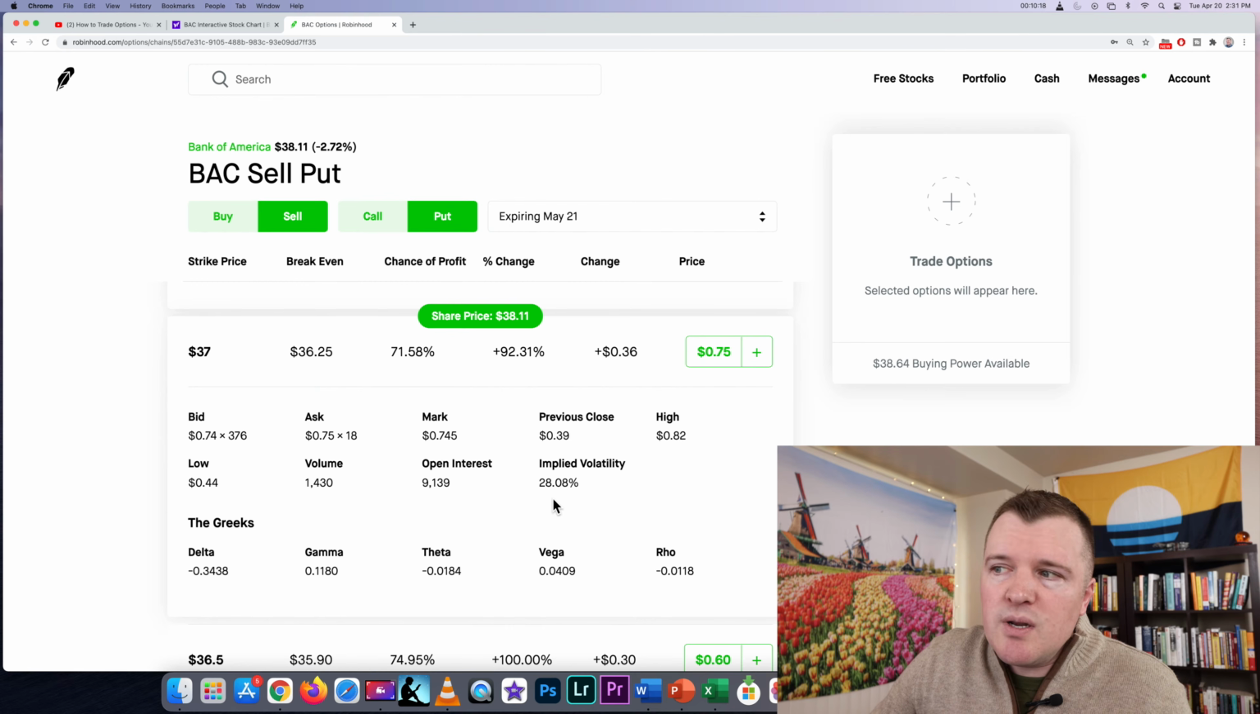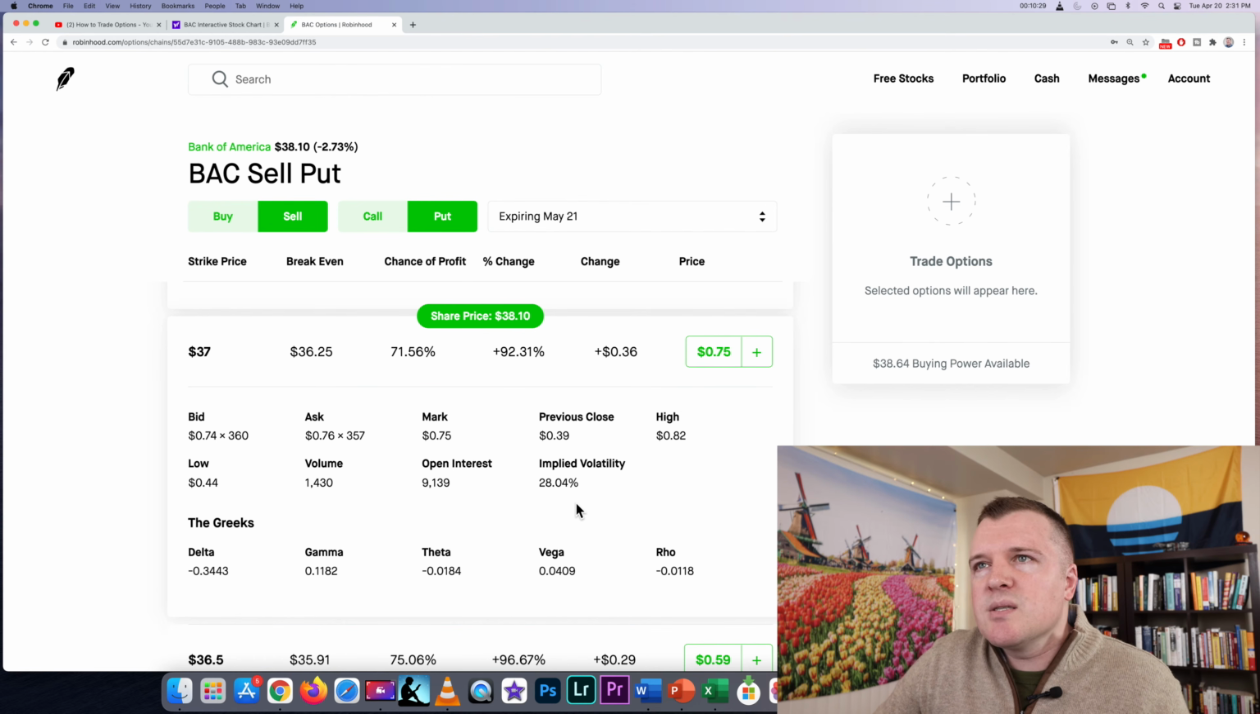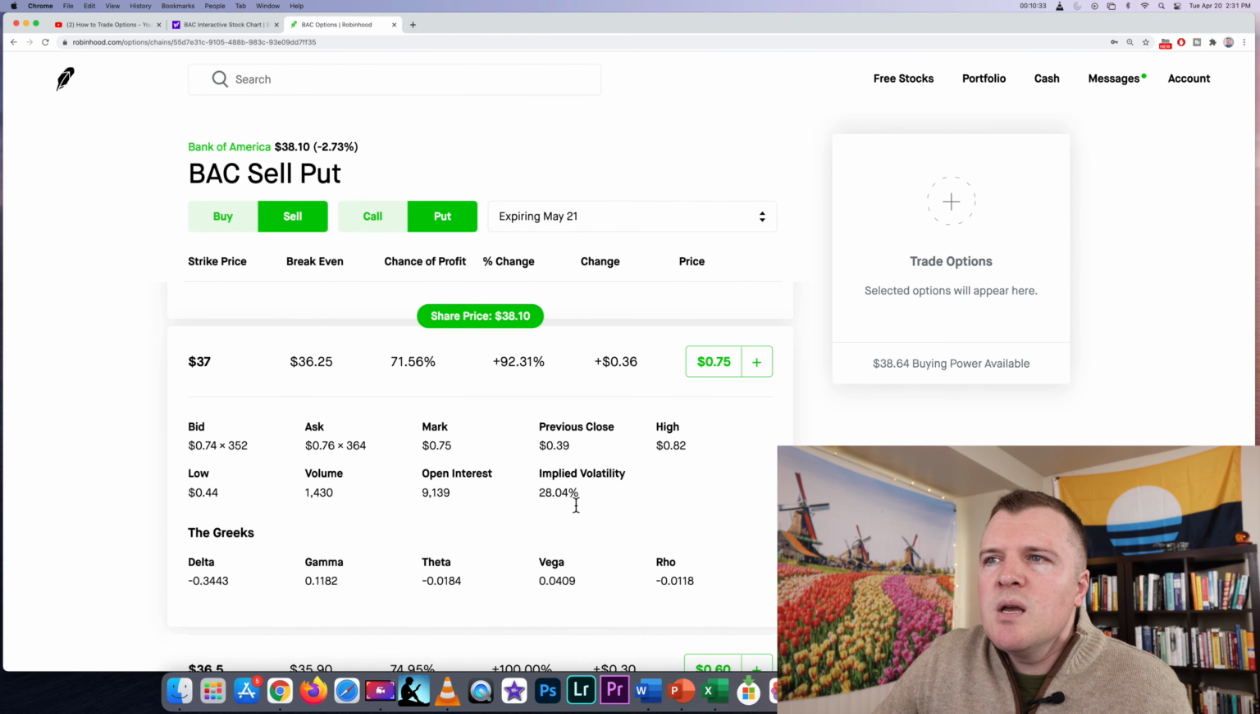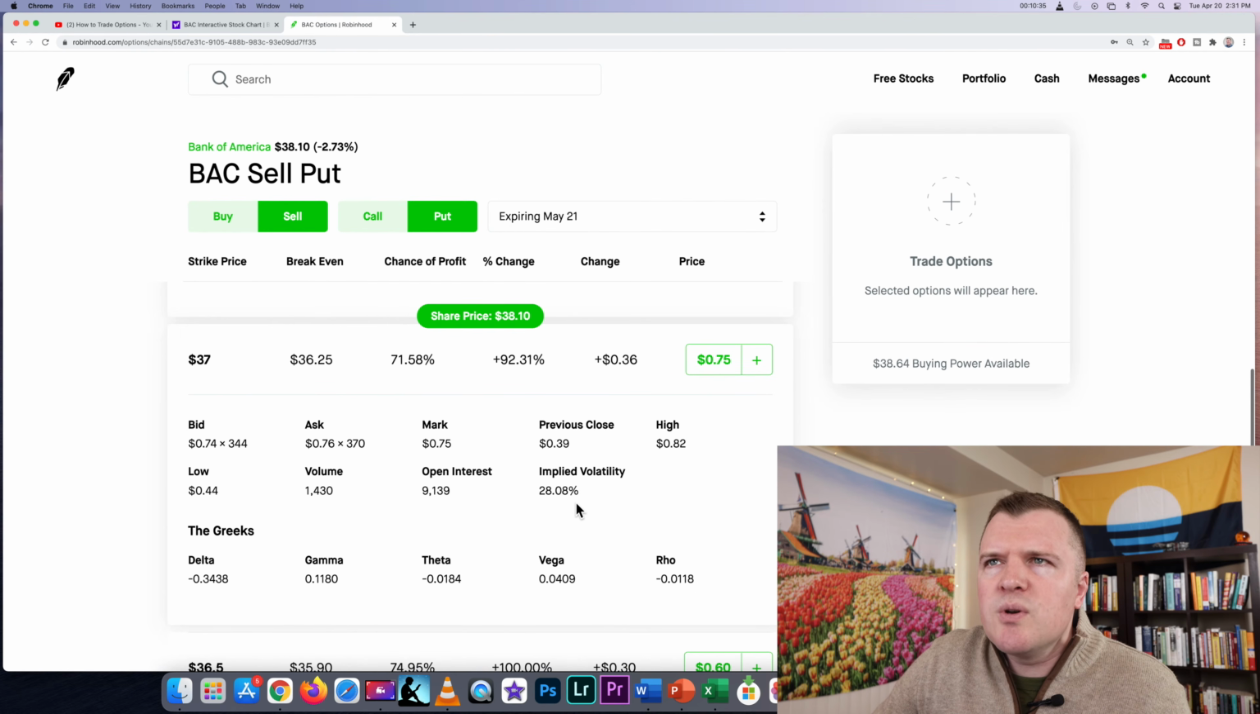28% isn't a good IV. In the 20s is pretty much average for a very calm stock. Bank of America is a blue chip large stock, so this is very stable. These are very stable prices. But I still like this stock. I still want to sell a cash secured put, so I'm going to choose the strike price of maybe 37.